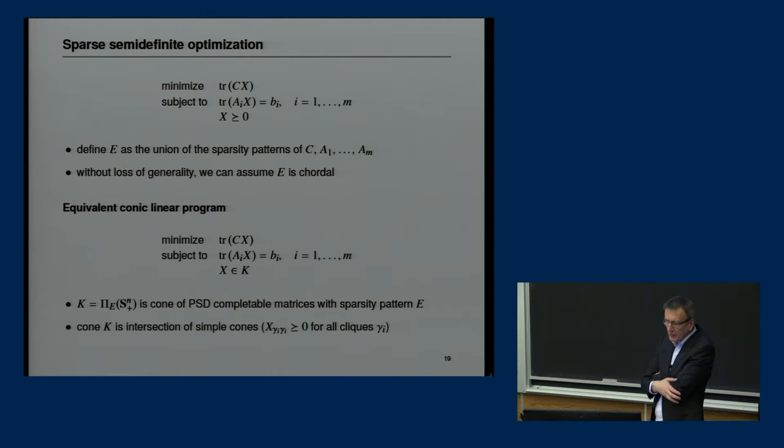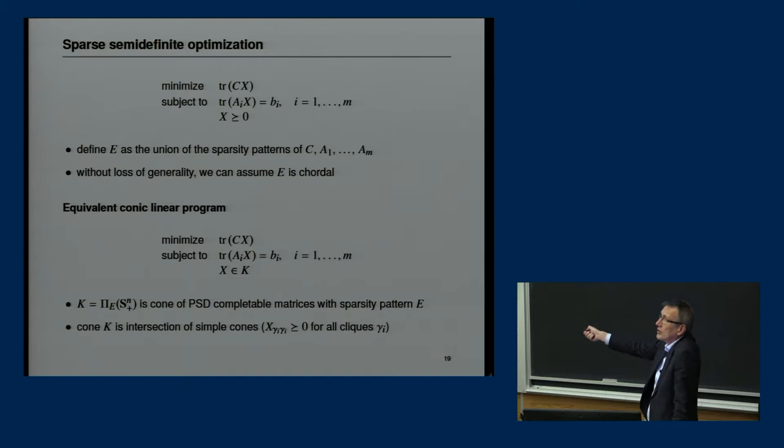If you go back to the semidefinite programming problem, and we assume that the matrices have a common sparsity pattern, and the sparsity pattern is chordal, and we can always extend it or assume that without loss of generality, then you can write that problem equivalently as a conic optimization problem with a different cone. So instead of the dense positive semidefinite cone, we define this cone K as the positive semidefinite completable matrices with the common sparsity pattern of all the coefficients.